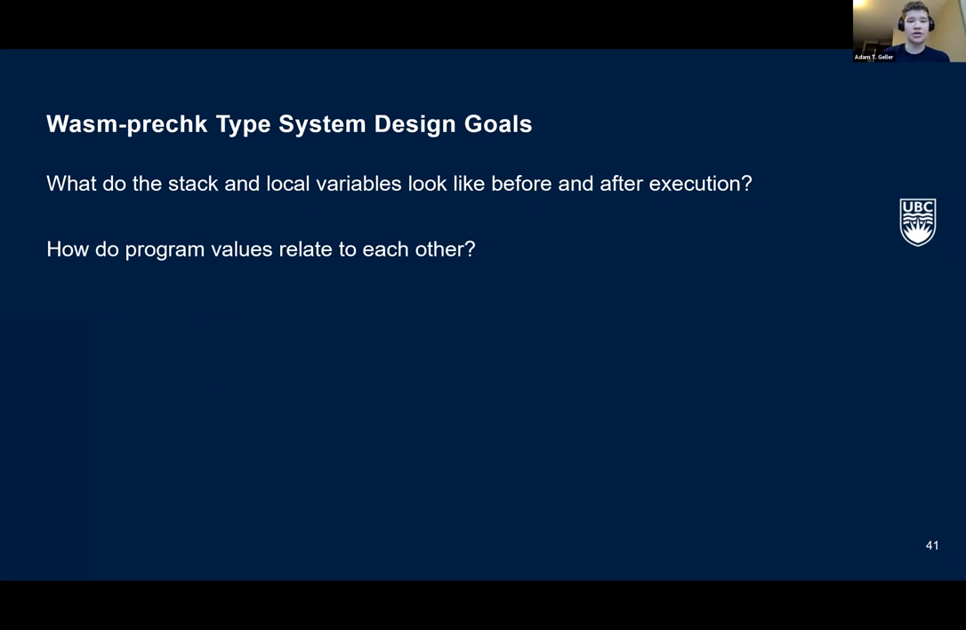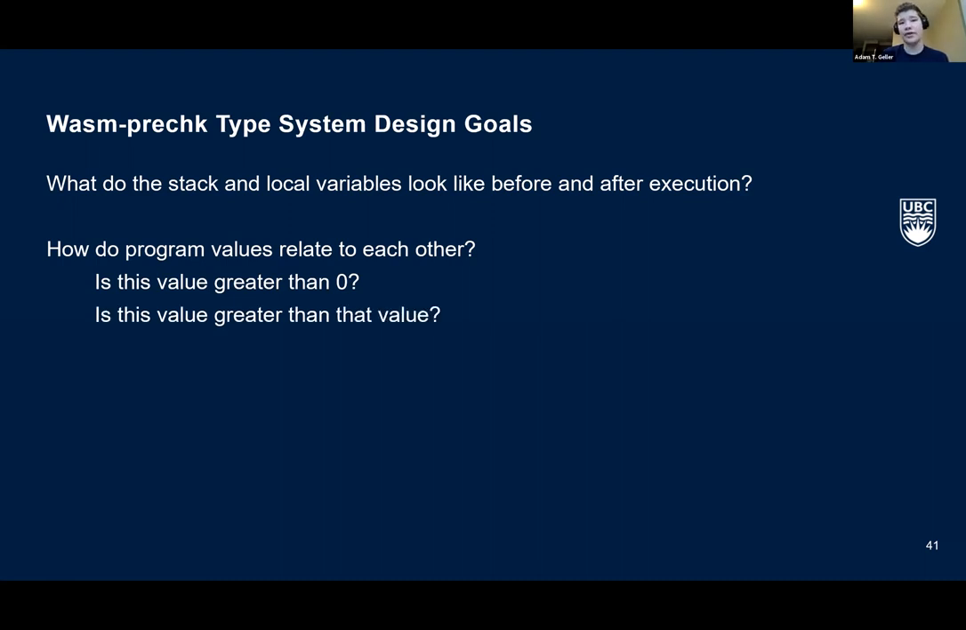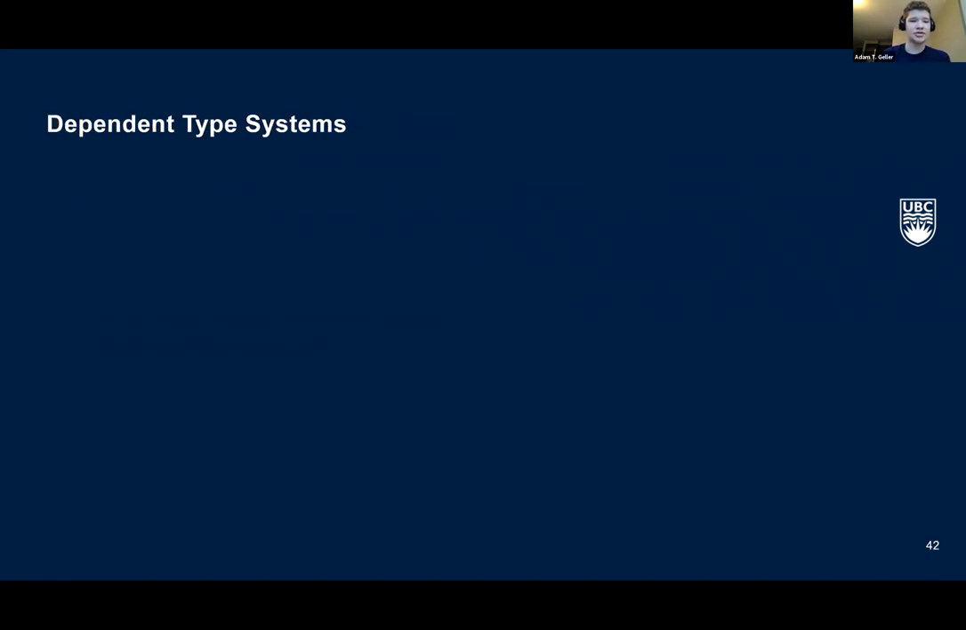And we also want to be able to answer questions such as, how do program values relate to each other? For instance, for division, we want to know if something is greater than 0. For the memory bounds checks, we want to know if a given value is within a range. And for the call indirect pre-check, we want to know what are the possible functions we might end up calling. So how do we do this?